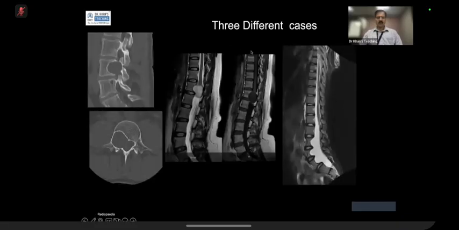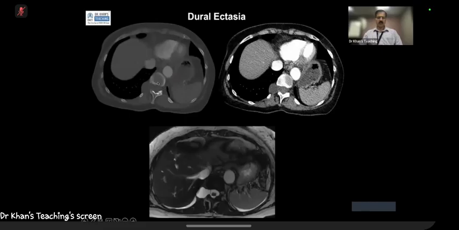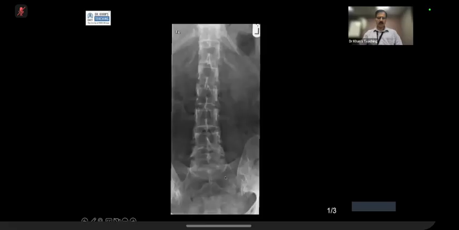These are three different cases, and these are from Radiopaedia. This is posterior scalloping, similar or slightly more marked than the case which I showed you. This is because of dural ectasia, but this one is because of a tumor. The tumor is sitting here and is causing scalloping. On the CT, there is scalloping. Incidental scalloping here in the thoracic region. On MR also, you can see it.